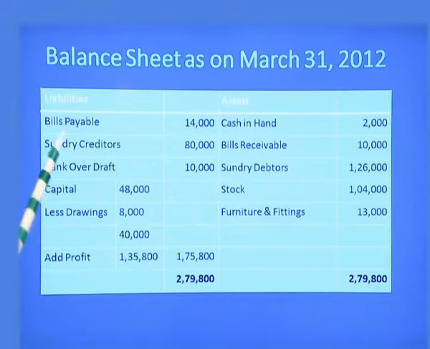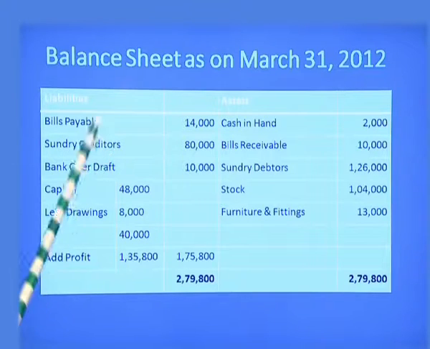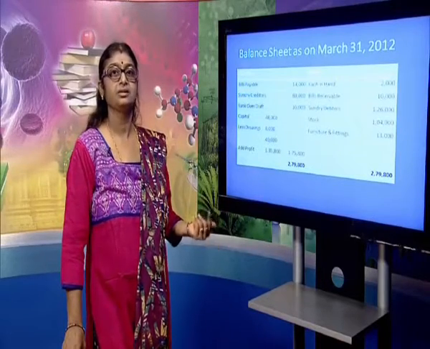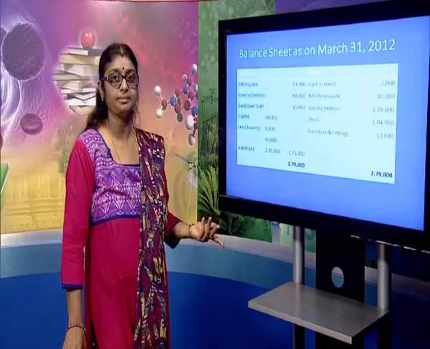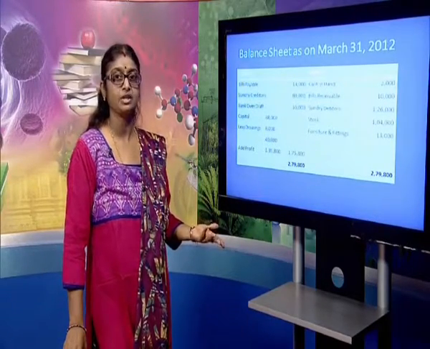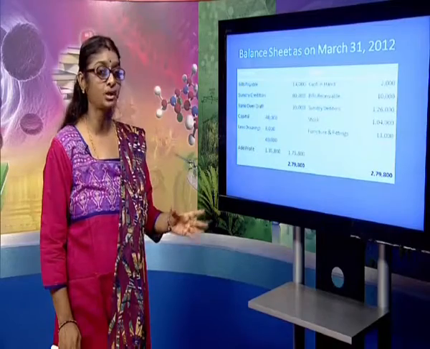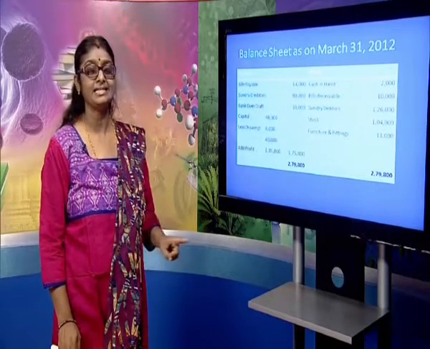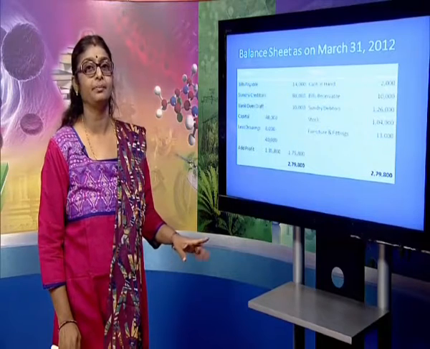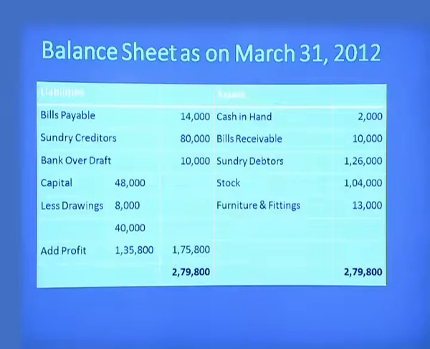Identify all the liabilities like bills payable, it will come on the liability side, sundry creditors liability, bank overdraft liability. And on the asset side you can write all the assets. Cash in hand being an asset, I have written on the asset side. Bills receivable asset, debtors asset, closing stock asset, furniture and fittings asset. So if you are totaling both the sides, you should get the same total. Then only you can identify that the work you have done is correct. Here we got asset side 2,79,800 and the liability side also 2,79,800.